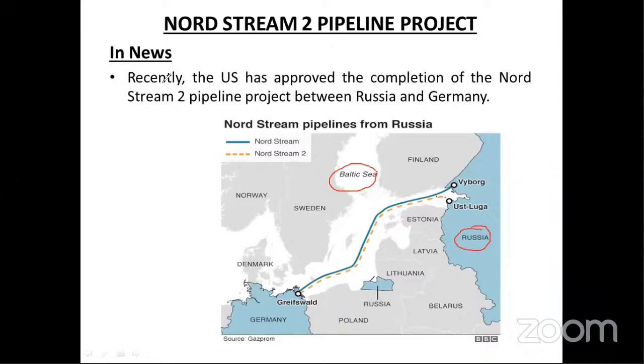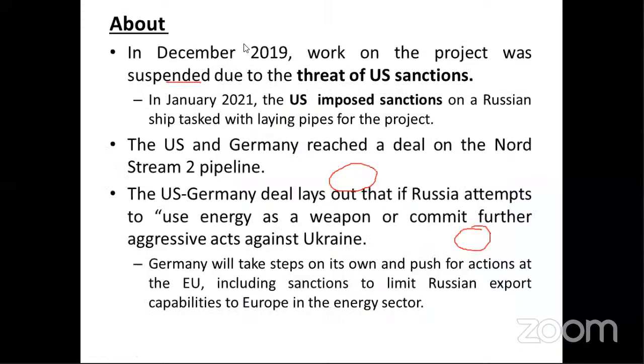Now, recently the US has approved the completion of the Nord Stream 2 pipeline project between Russia and Germany. So this is the project that runs between the two countries, Russia and Germany. What about this whole project? In December 2019, work on the project was suspended due to the threat of US sanctions. So the US imposed sanctions on Russia for the setup of this pipeline project that passes through the Baltic Sea. In January 2021, the US imposed sanctions on a Russian ship tasked with laying pipes for the project.